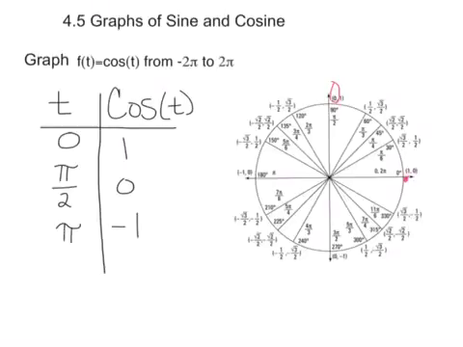I can jump down to 3 pi over 2. The cosine of 3 pi over 2 is 0. And then I can also come all the way back around my unit circle. The cosine of 2 pi is the same as the cosine of 0 because they're coterminal angles, which is 1.